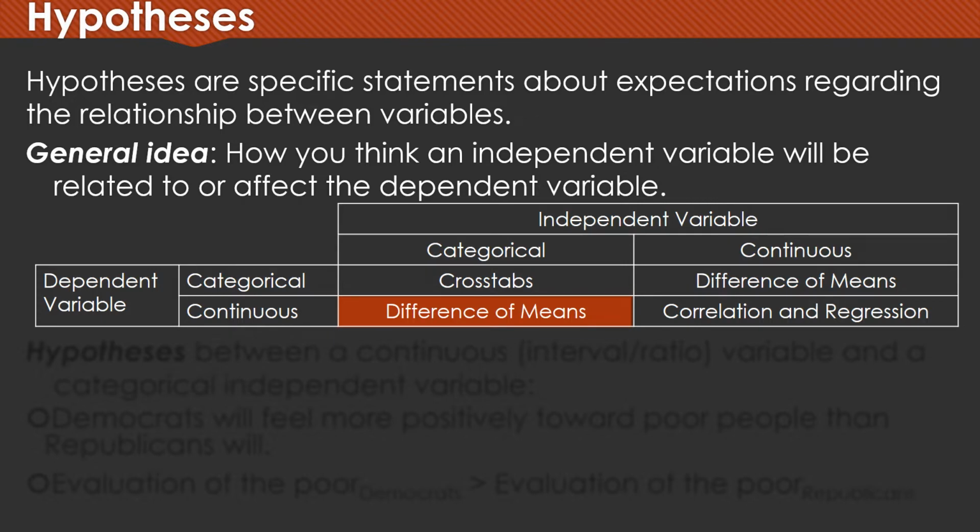But for now, we're going to focus on an interval or ratio level variable and then compare that with a categorical independent variable. The method that we're going to use for assessing a hypothesis then is comparing the categories in an independent variable and looking at differences in means.